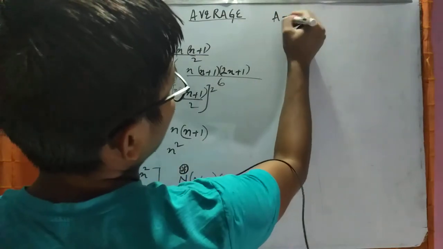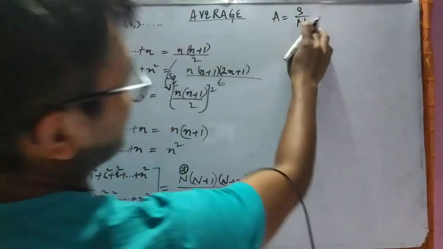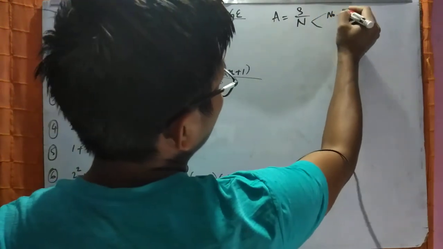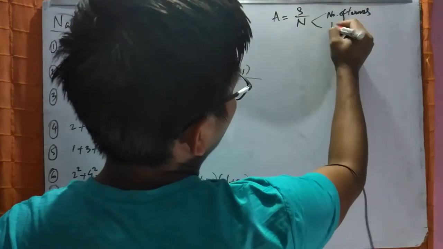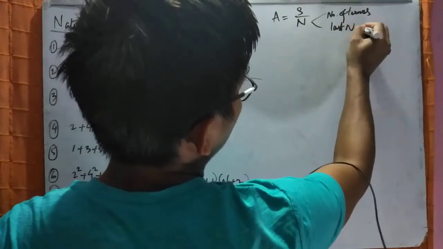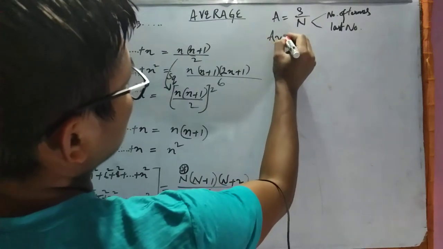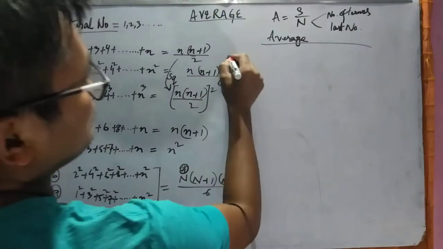Average. The average formula is sum divided by the number of terms. Number of terms, last number. This is the average formula.